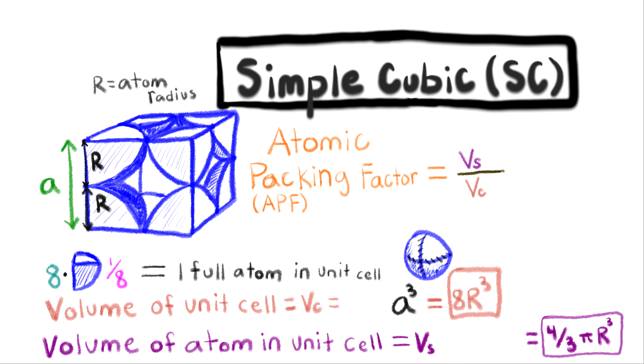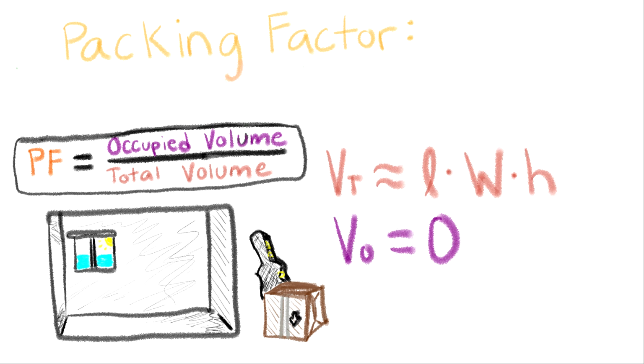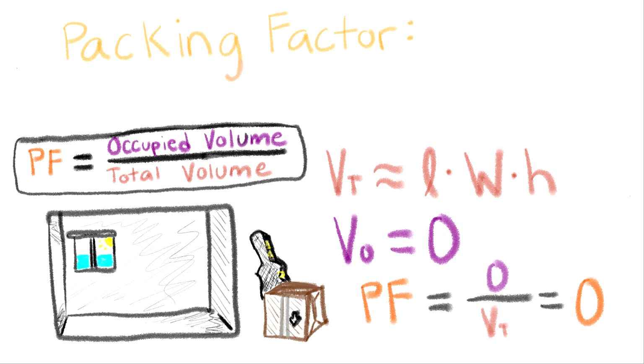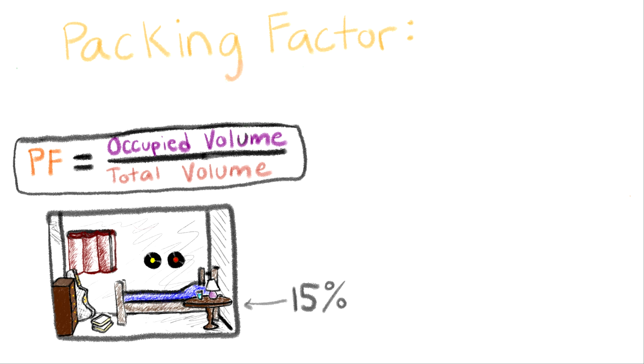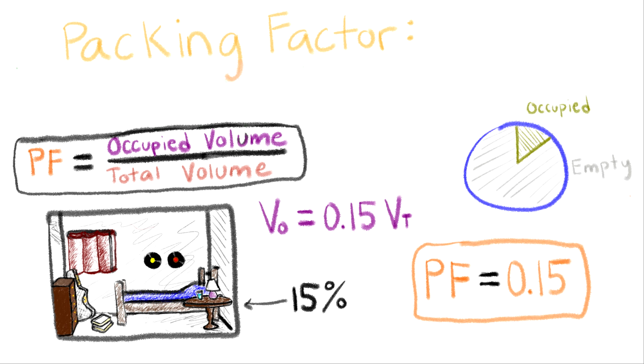Using the macro scale, for example, suppose you are moving into a new apartment and the rooms are as yet empty and echoey. Ignoring closet space, this room has a total volume of length times width times height. None of the room's volume is occupied. The packing factor will therefore be 0. After unpacking your things, about 15% of the room is occupied. The occupied volume is 0.15 of the original volume. Plugging the values in, the total volume term cancels and gives a packing factor of 0.15.